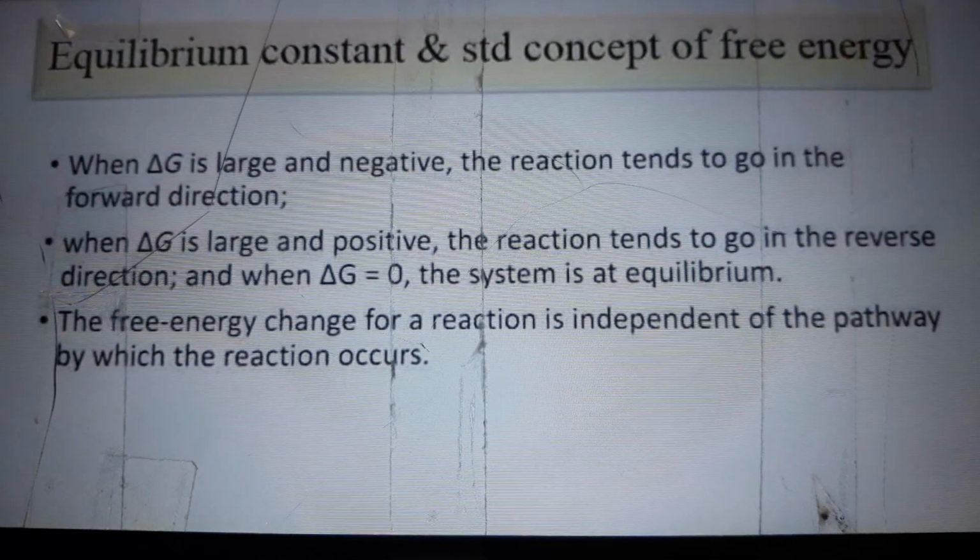Equilibrium constant and standard free energy. When delta G is large and negative, the reaction tends to go in the forward direction. When delta G is large and positive, the reaction tends to go in the reverse direction. And when delta G is equal to 0, the system is at equilibrium. The free energy change for a reaction is independent of the pathway by which the reaction occurs.